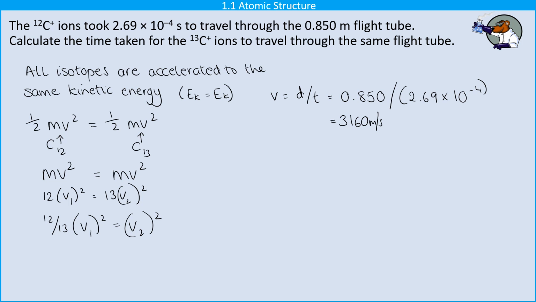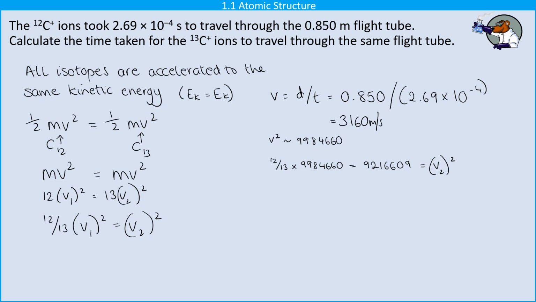I'm not doing any rounding at this point. I'm using the full calculator display or using the answer button. I never want to round until the end of the question. So I can now square that and get an answer for v squared, because of course that's what I've been using in my previous equation. And then I can use that together with my conversion factor to give a value for v squared for the carbon 13 isotope. So you can see here it's a little bit lower because it's a heavier isotope, so as the mass increases the velocity must decrease in order for the amount of kinetic energy to remain constant.